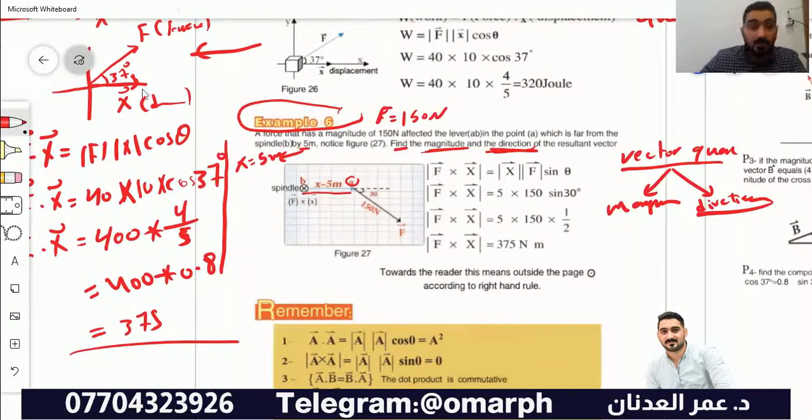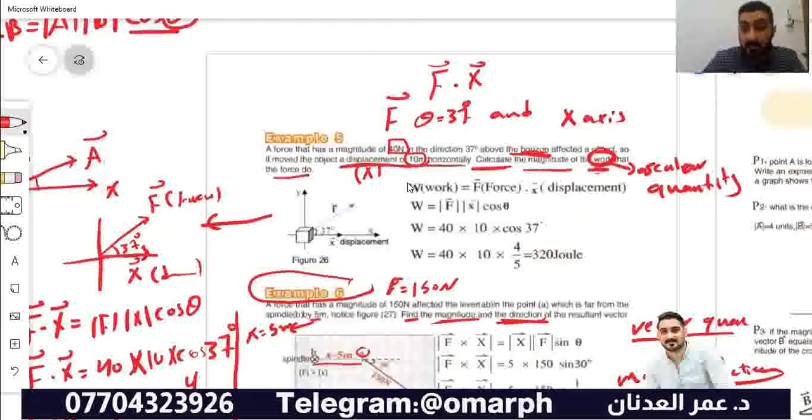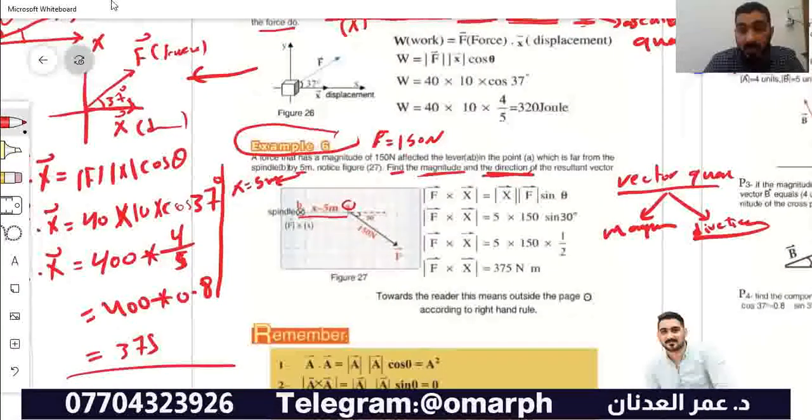While in the previous example, he did not say we need the direction. He only said calculate the magnitude. In this example, he says the magnitude and direction. When he says find the magnitude and the direction, we must use the second way of multiplication of vectors. It's the vector product.